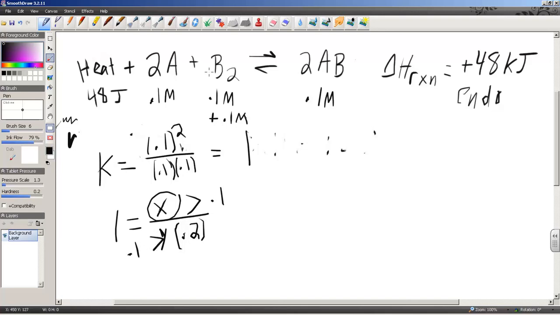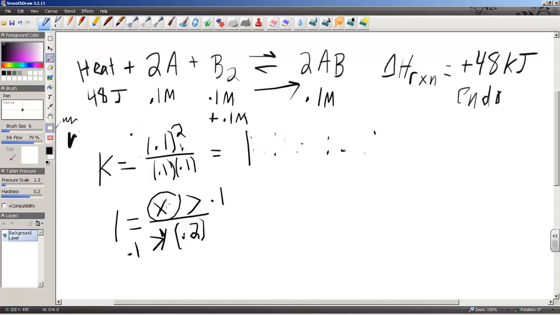Meaning if I add some of B, I'm going to have to make more of this guy, and I'm going to have to lose some of A. So in other words, by adding some of B, I will shift towards the products AB. If that didn't make all that much sense to you, that's okay. I just wanted to show mathematically why that had to be the case.